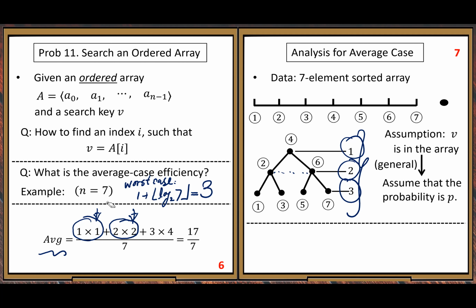Here, probably my arrow is wrong. I got confused. Oh, that's correct, my arrow is correct.